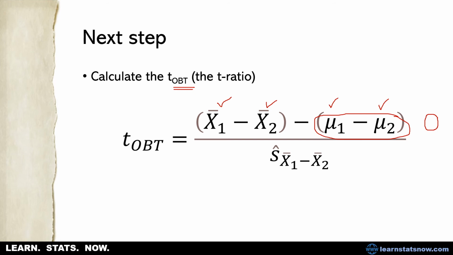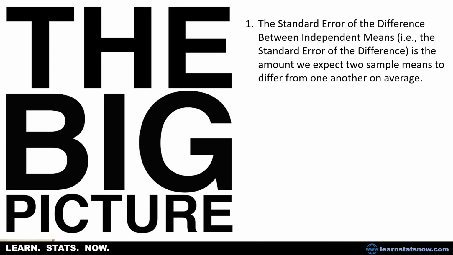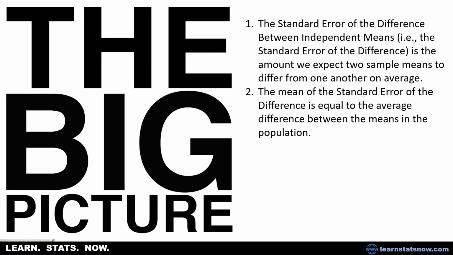So really what we have in the numerator is the sample mean from the second group being subtracted from the sample mean for the first group, and then we subtract out 0, which just means nothing in terms of the overall calculation, of course. And then in the denominator is our standard error of the difference. Okay, and that's how we get the t-ratio. All right, big picture. That wasn't so hard, was it? Big picture is this. The standard error of the difference between independent means, also called the standard error of the difference, is the amount we expect two sample means to differ from one another on average. So it's going to be our measure of standard error. The mean of the standard error of the difference is going to be equal to the average difference between the means in the population. And that's going to be useful when we form our sampling distribution.